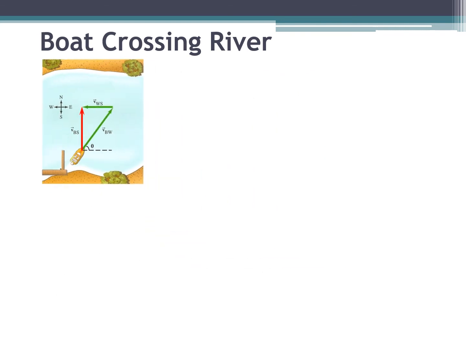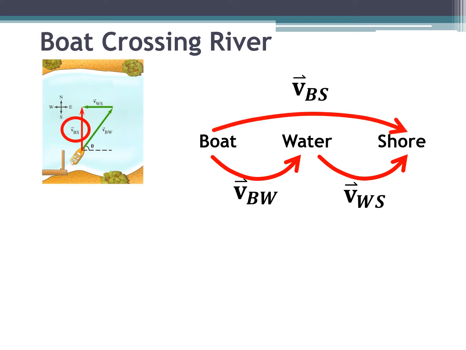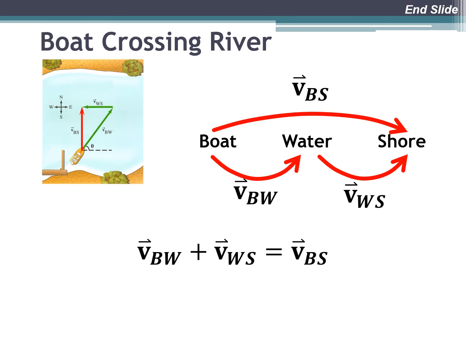So looking at this again, in order to find the total velocity, we have the velocity of the boat relative to the water and the velocity of the water relative to the shore, and then we add those together to get the total velocity of the boat relative to the shore. Again, we add them together like vectors to figure out the total velocity.